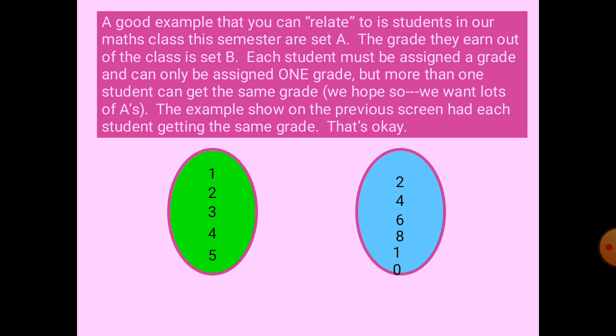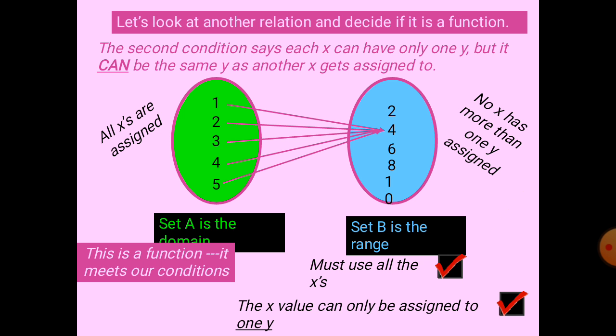Let's try another example. A good example you can relate to is the students in our math class this semester as set A. The grade they earn for the class is set B. Each student must be assigned a grade and can only be assigned one grade, but more than one student can get the same grade. So we want a lot of A's.